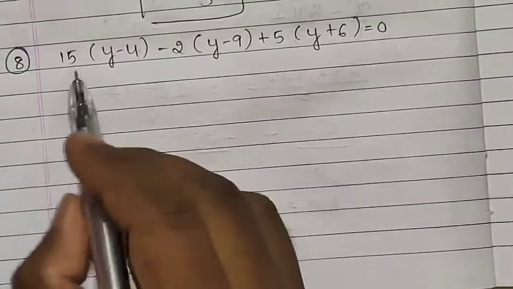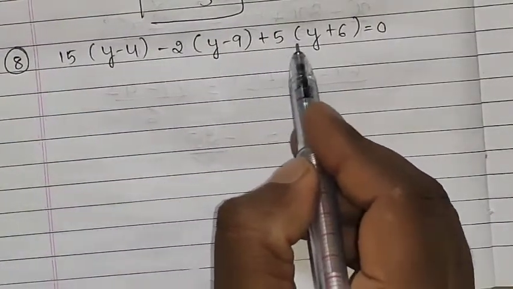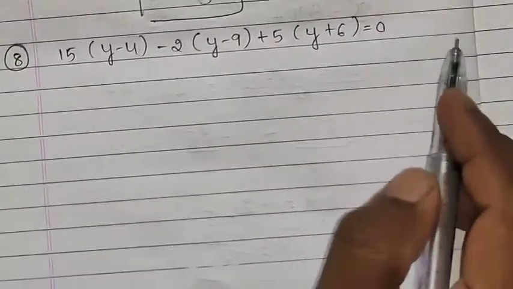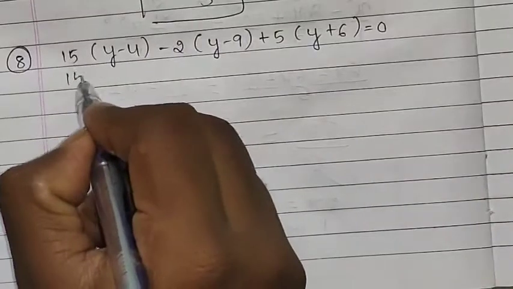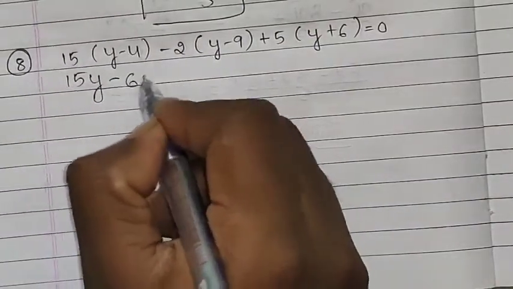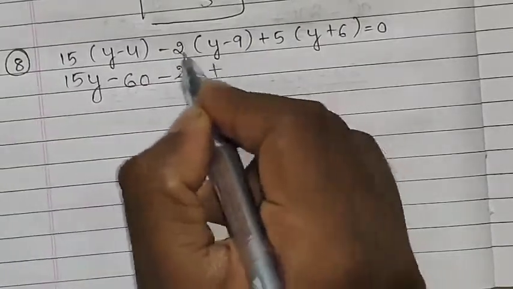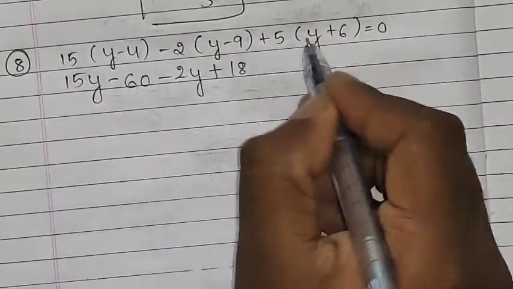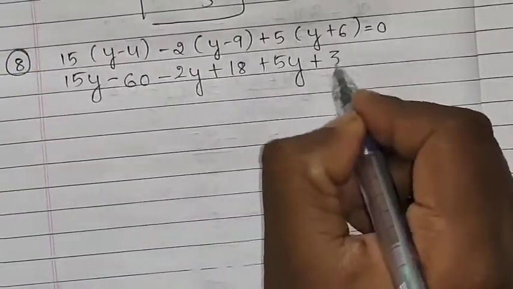8th one: 15 into bracket y minus 4, minus 2 into bracket y minus 9, plus 5 into bracket y plus 6 is equal to 0. First let us open the brackets. 15 into y is 15y, plus into minus is minus 15 4s are 60. Minus 2 into y is 2y, minus into minus is plus 2 9s are 18. Plus into plus is plus, 5 into y is 5y, plus 5 6s are 30, is equal to 0.